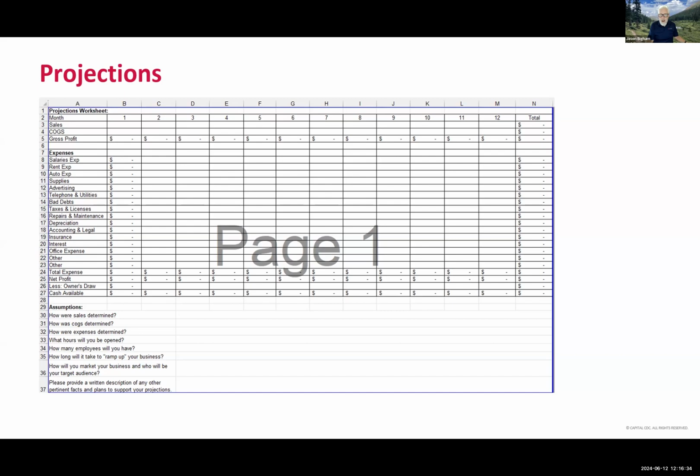Everybody knows that they're going to have to pay salaries for their business, right? That's one of the whole points of it. You're probably wanting to draw a salary from your business. You're probably going to have to pay for rent. There's going to be auto expense, other supplies that you need, some advertising, other things like that, utilities, taxes, licenses, repairs and maintenance, depreciation, which is another accounting term. And you may need help from an expert to determine that. Again, SBDC can give you guidance along those lines.